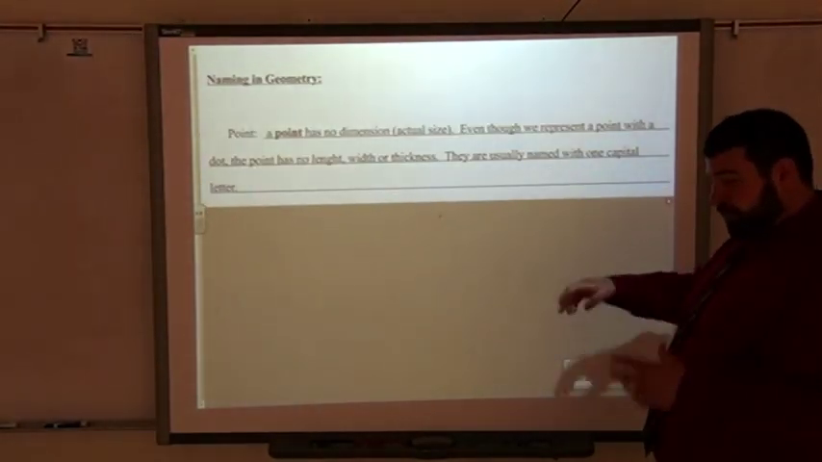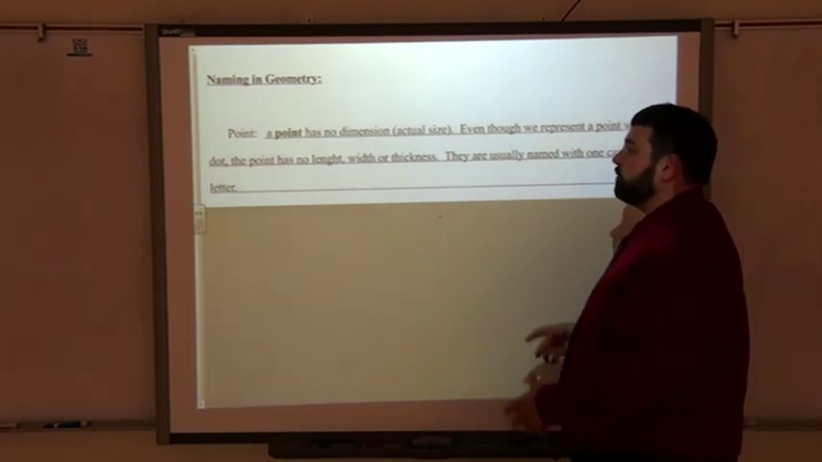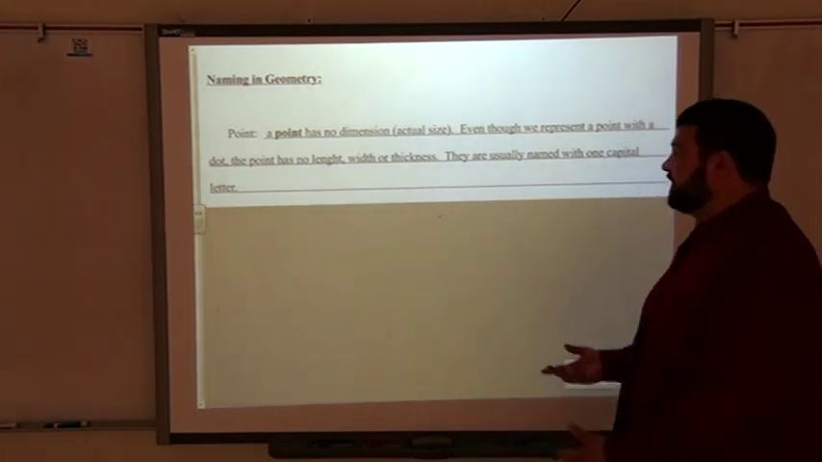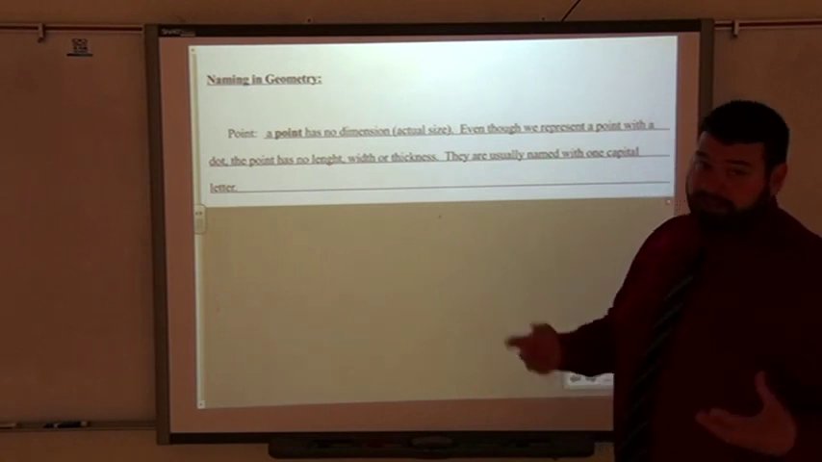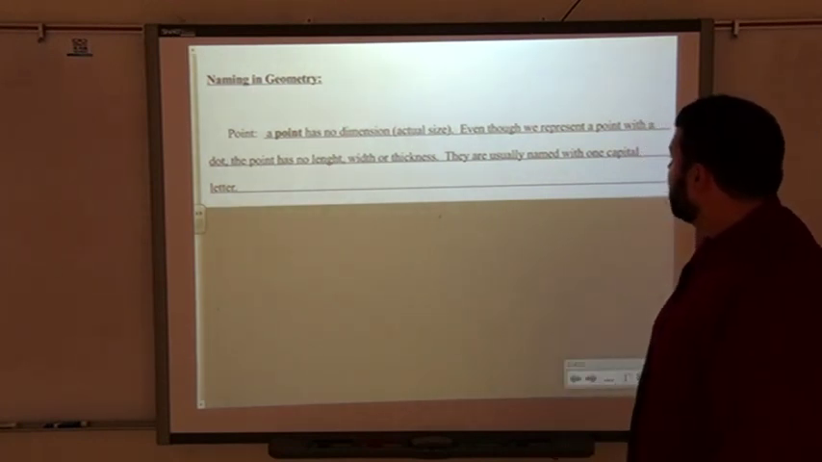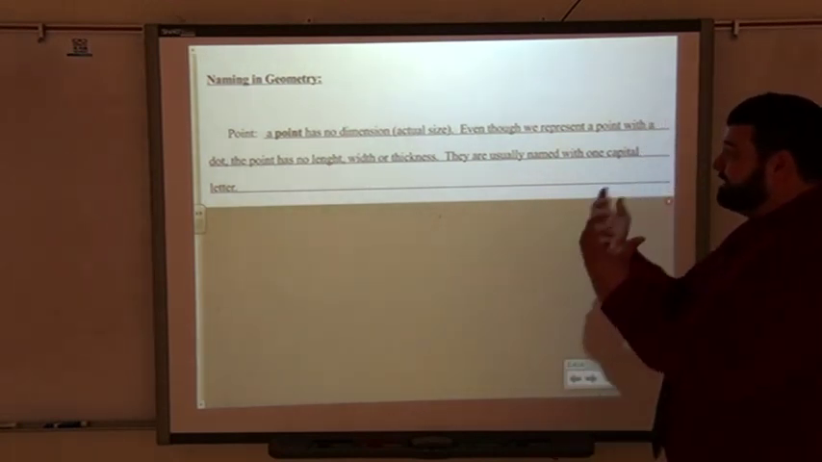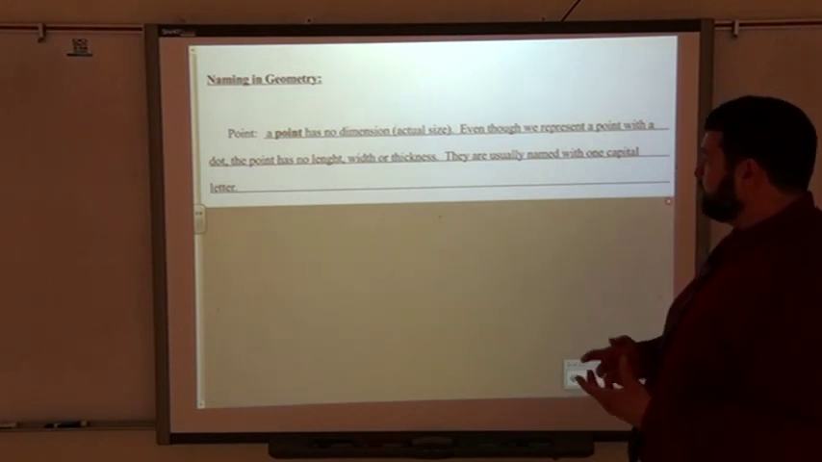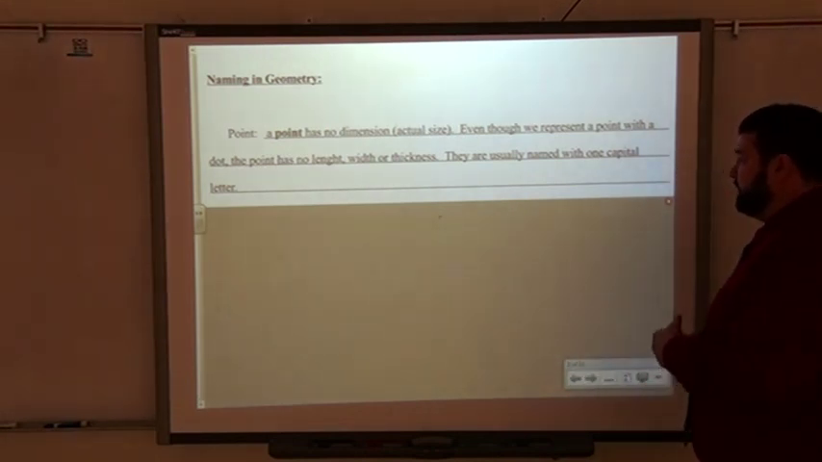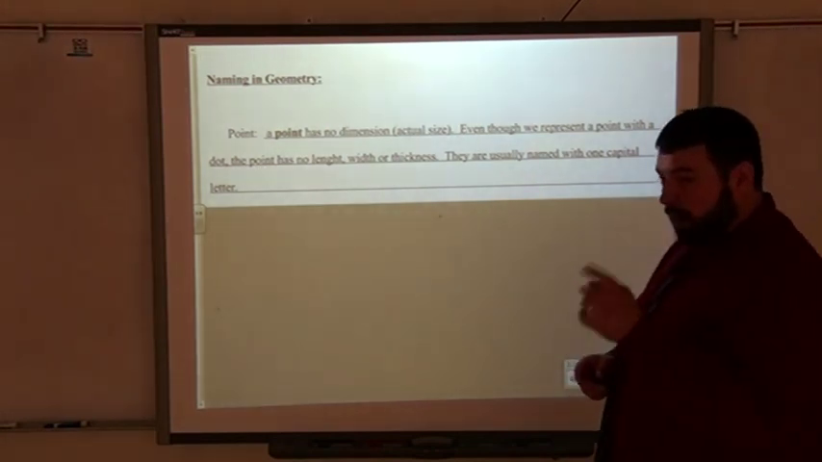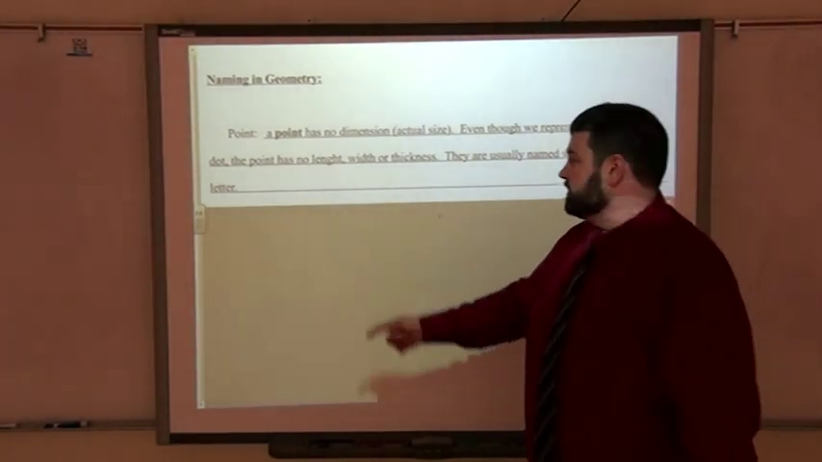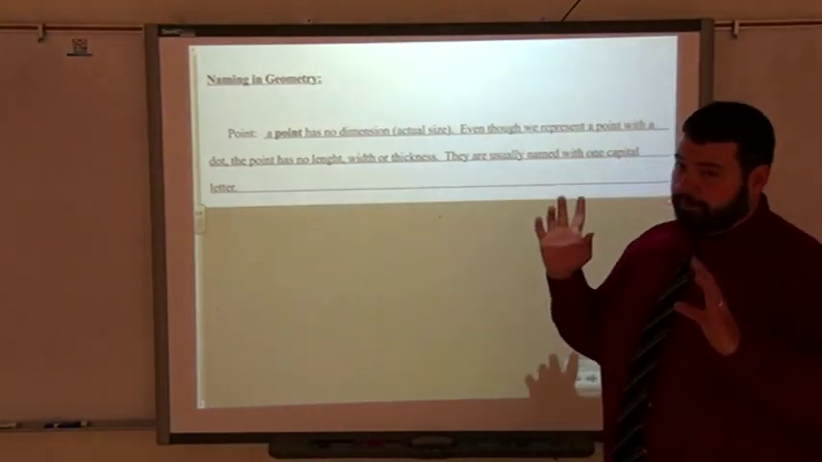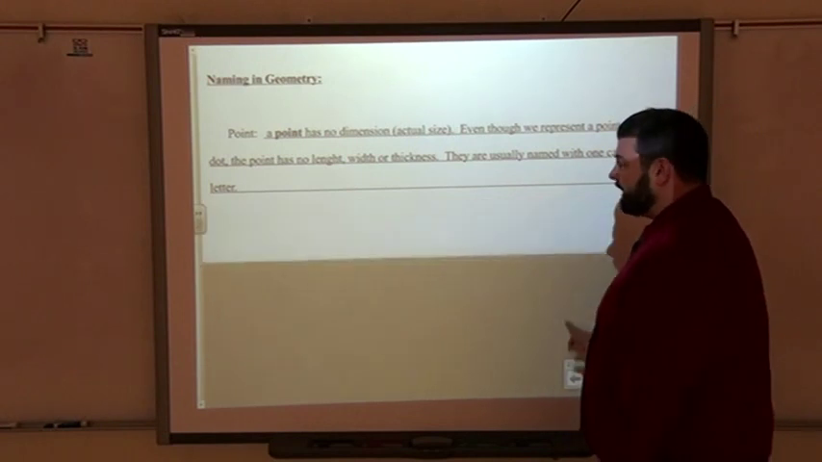We have a couple different things that we need to talk about how to name. The first one is a point. Our definition of a point is that a point has no dimension or actual size. Even though we represent a point with a dot, it has no length, width, or thickness. They're usually named with one capital letter. There's a typo right there, so you found a mistake, but that's how it is. So they're named with one capital letter.